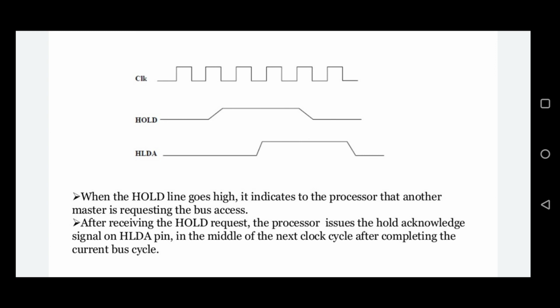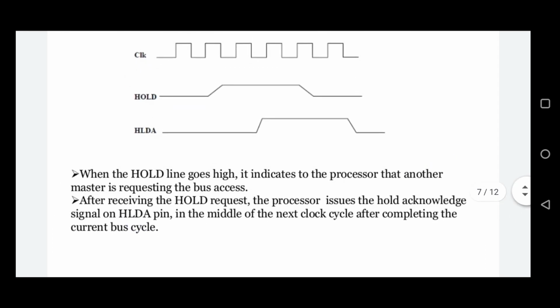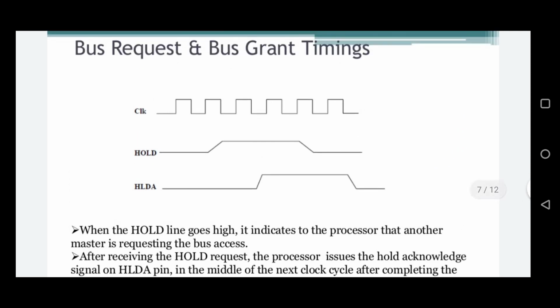And after receiving the hold request, the processor, that is the 8086 processor, issues the hold acknowledge signal on the HLDA pin in the middle of the next clock cycle after completing the current bus cycle. So the HLDA is activated after the hold request is given to the microprocessor. It takes some clock cycles. After that the 8086 microprocessor will give the bus access to the peripheral devices or IO devices. So this is the concept of hold and HLDA. Hold is the hold signal, HLDA is the hold acknowledgement signal.